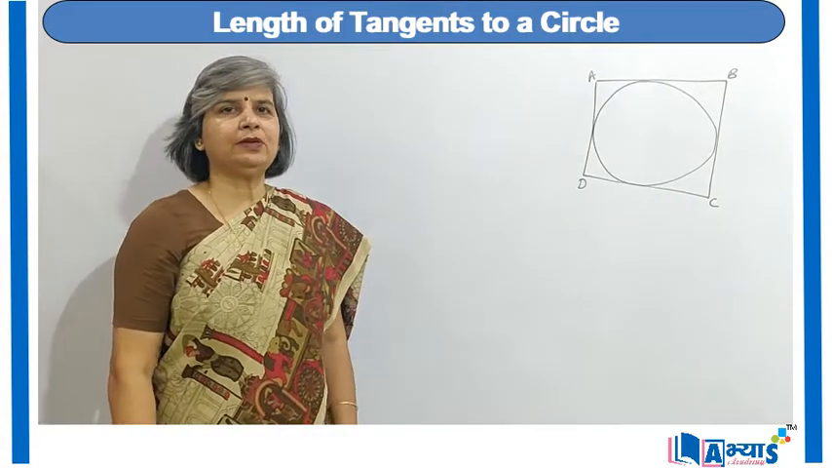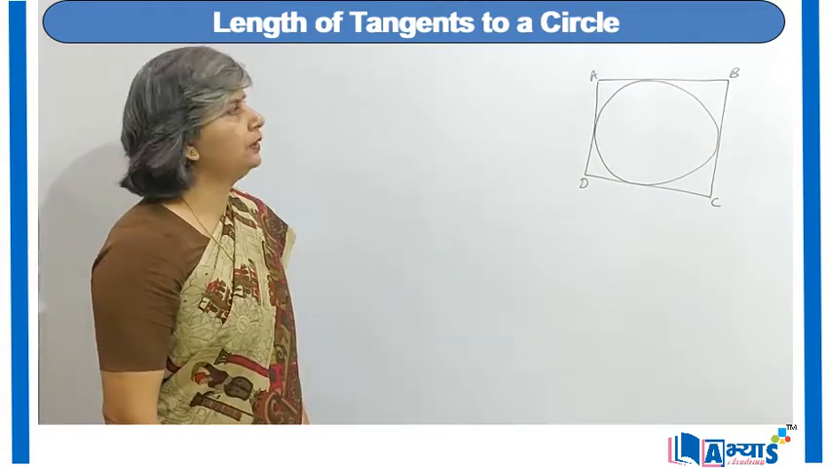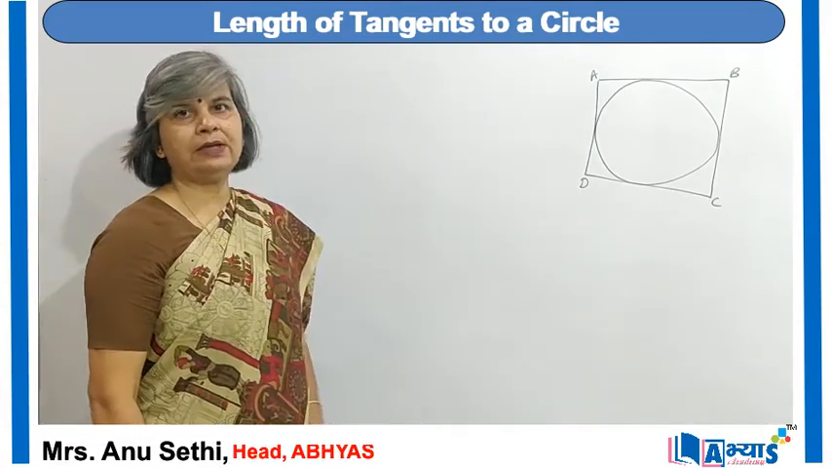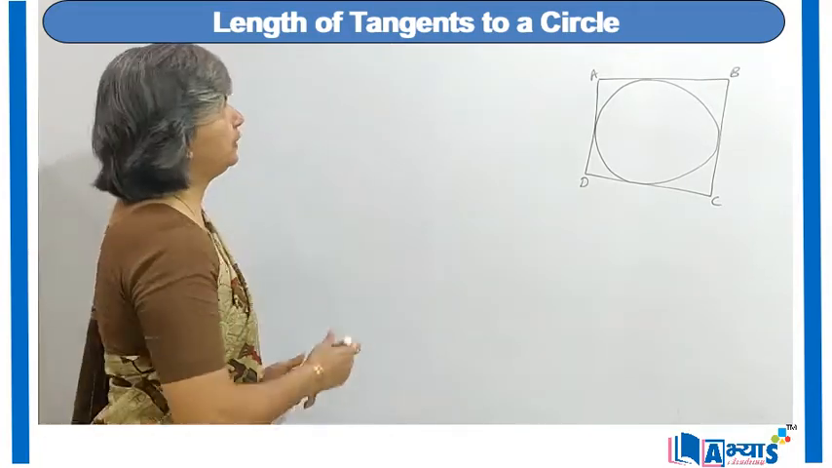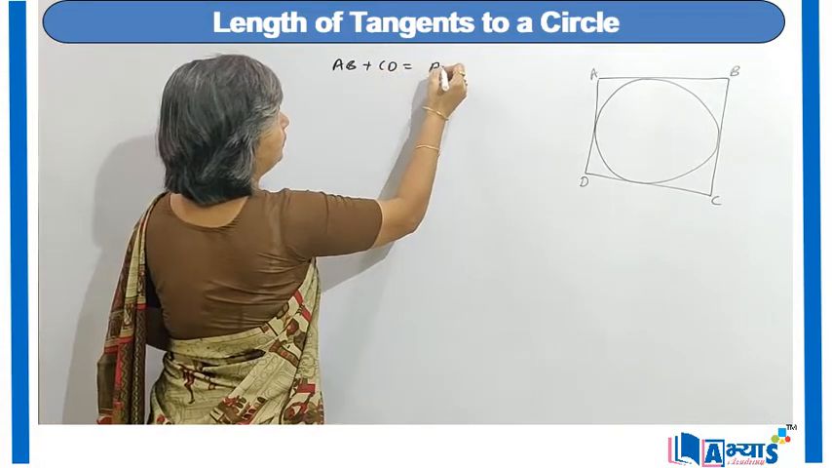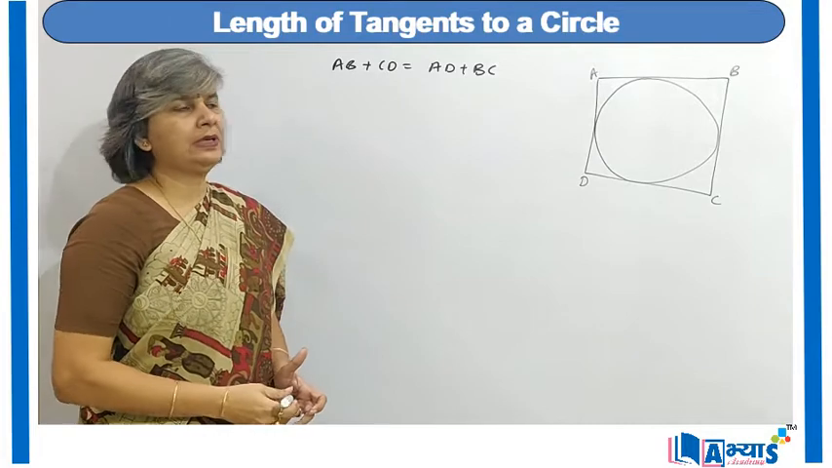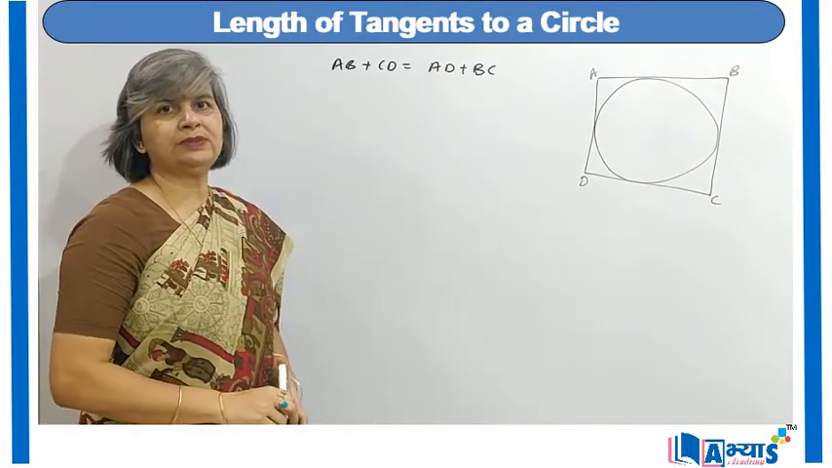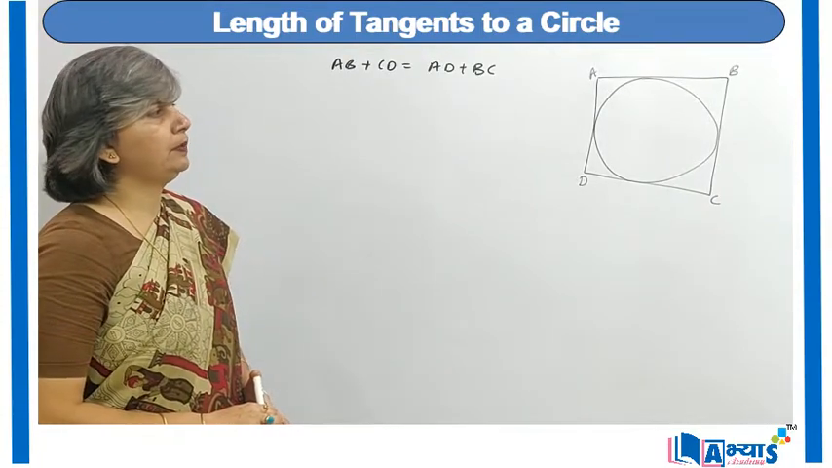Now let us apply the concept that the length of the tangents from a point to a circle is equal. For this we are given a question that ABCD is a quadrilateral which is circumscribing a circle, and we are supposed to prove that AB plus CD is equal to AD plus BC. That means we have to prove that the sum of opposite sides, AB plus CD, is equal to AD plus BC.